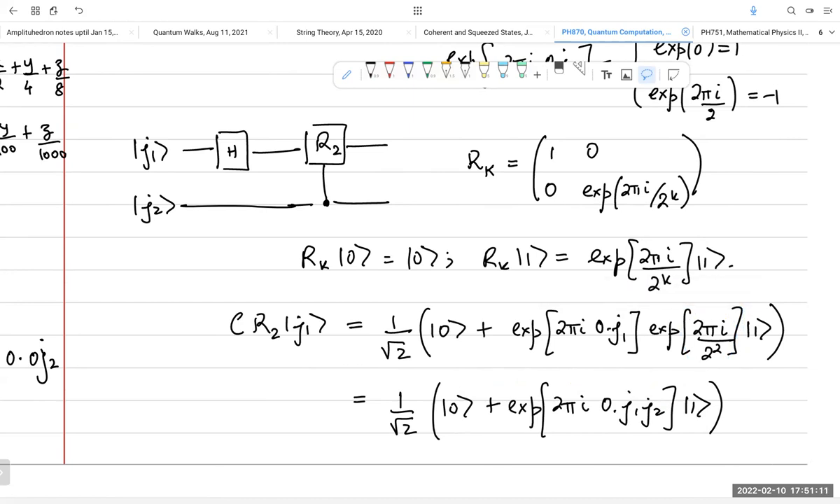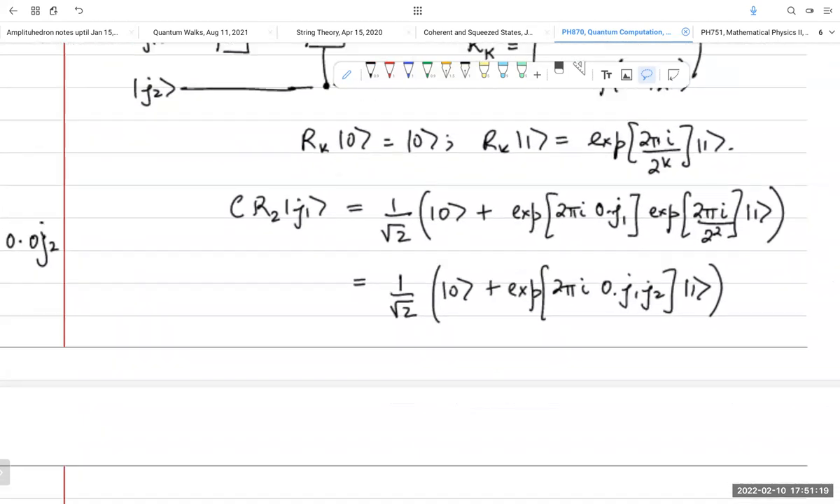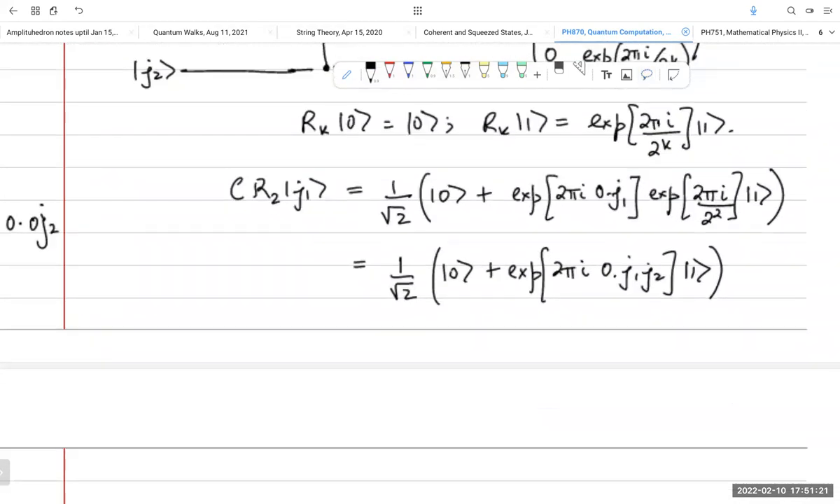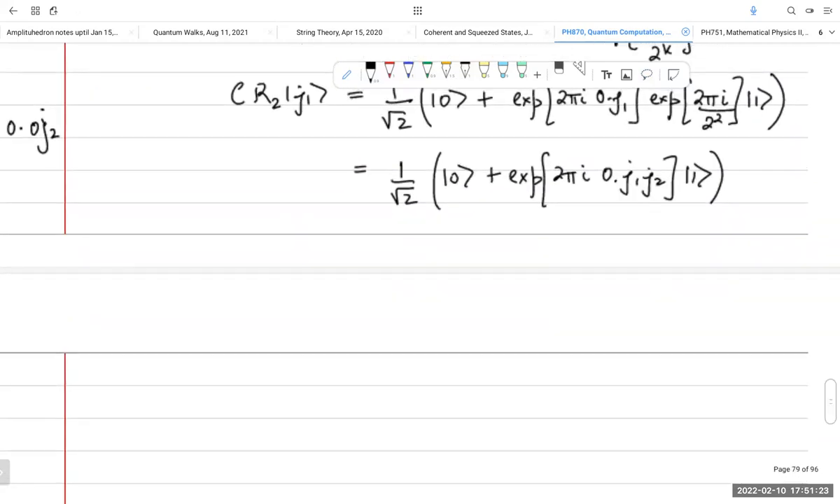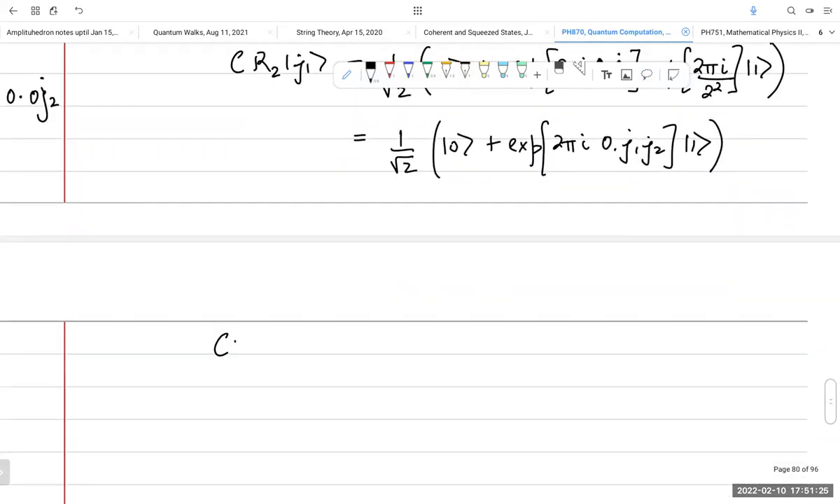You get 1 by 4, right? 1 by 2 to the 2. This is the phase factor. Okay. Once you understand this part, then the next part I think is a little bit easier to follow.